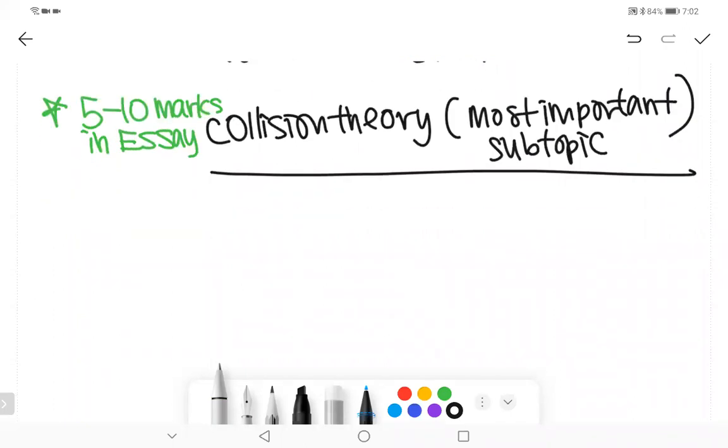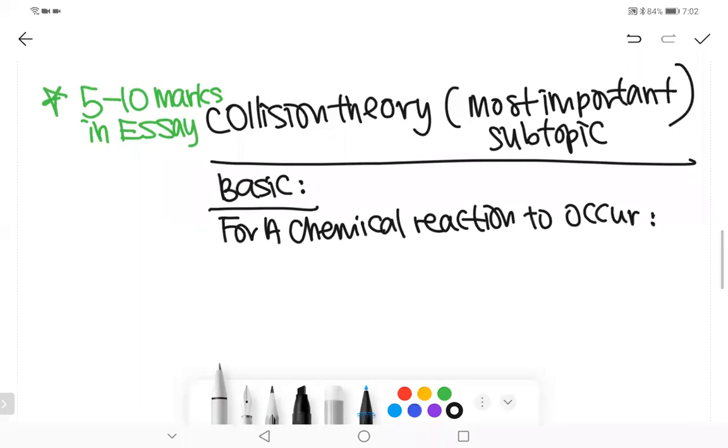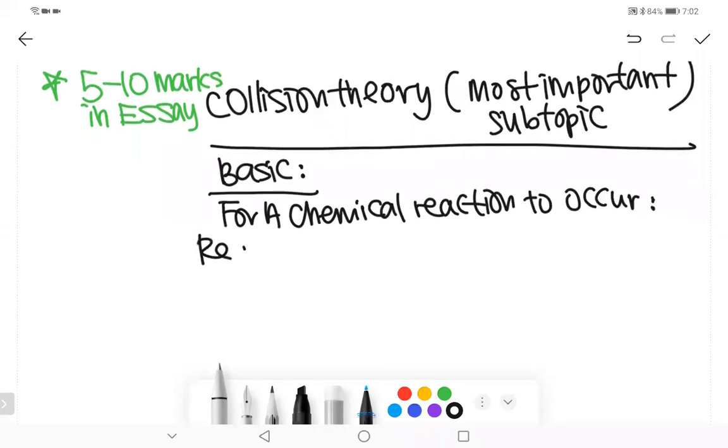Let me teach you the basic of collision theory first. So what is collision theory all about? Collision theory tells you that for a chemical reaction to take place, you must make sure you fulfill 2 requirements. There are 2 requirements. You must get it in order for a reaction to occur.